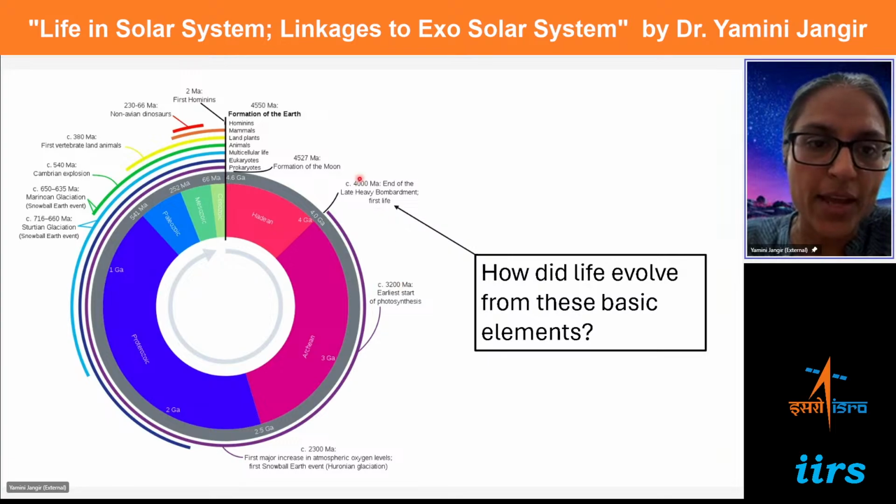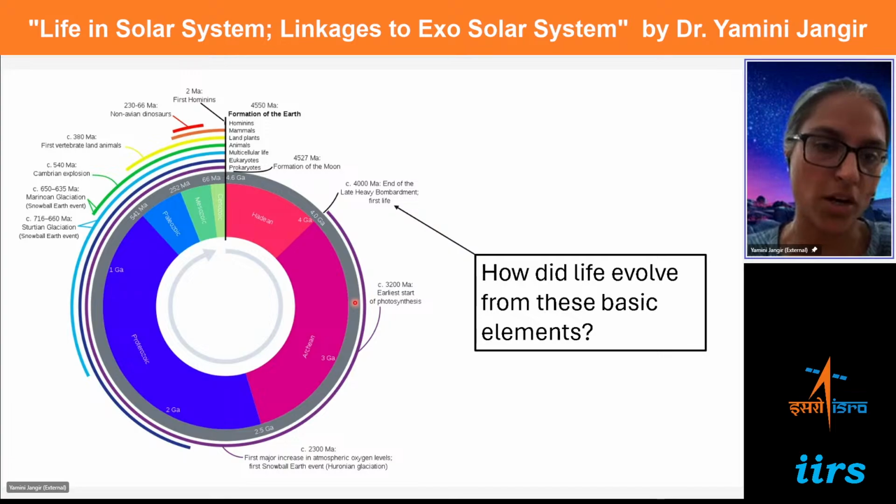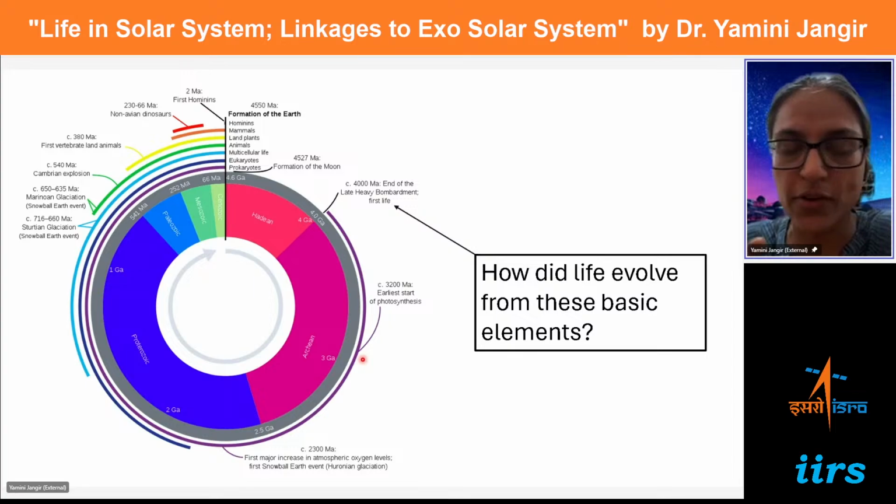Whatever the reasons are, the biosignature of the first life was observed about 4.0 billion years ago, and the earliest start of photosynthesis, which is using sunlight to form oxygen, happened 3.2 billion years ago. So what is happening here? When the first life was around 4.0 billion years ago versus the first sign of oxygen, what was happening in between these two periods?